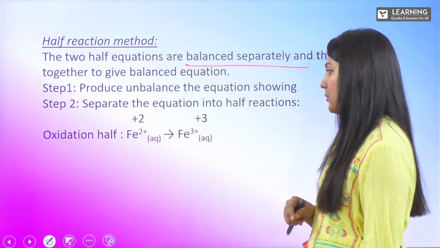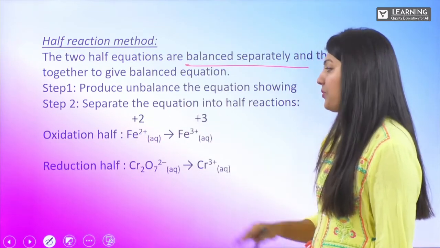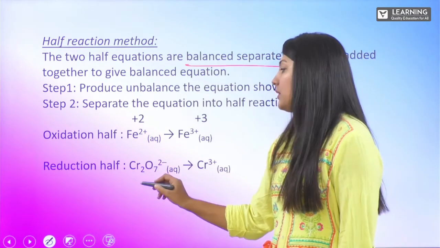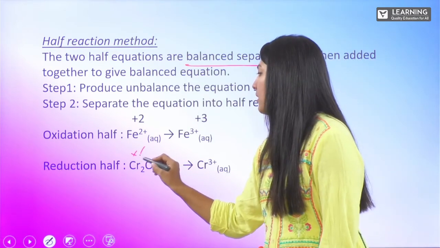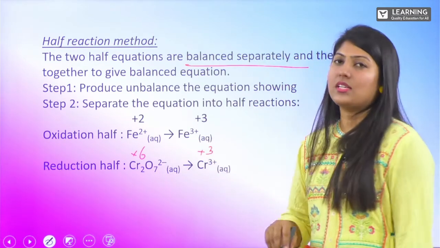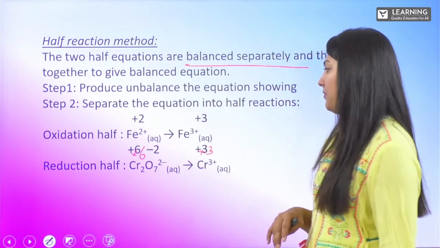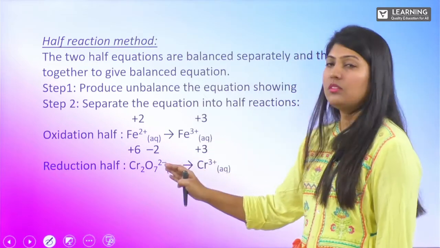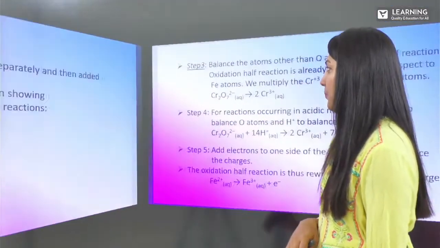So it is oxidation. What is the oxidation number here? Plus 2 and plus 3. So for the reduction half reaction, we are taking dichromate. Here again we have Cr with plus 6, whereas this is plus 3. So it is a decrease in oxidation number, addition of electrons, hence it is the reduction half reaction, where we get the oxidation numbers as plus 6 and plus 3.